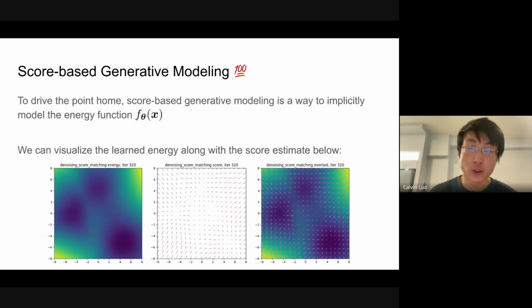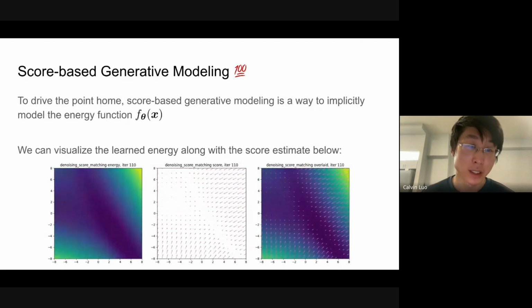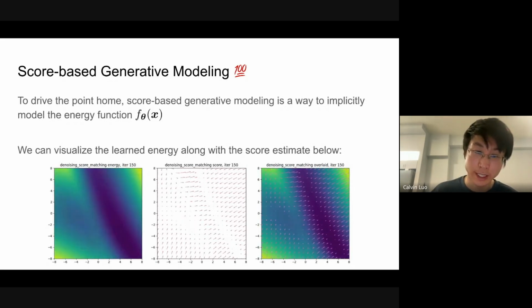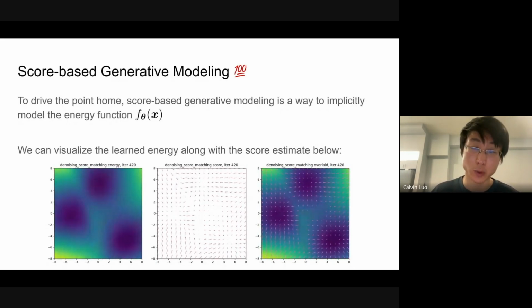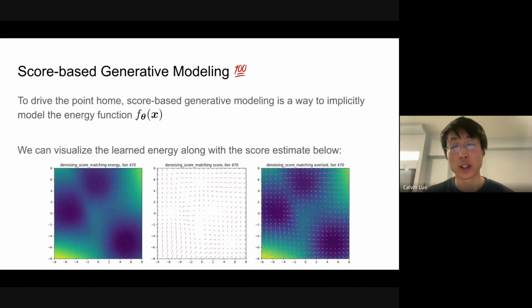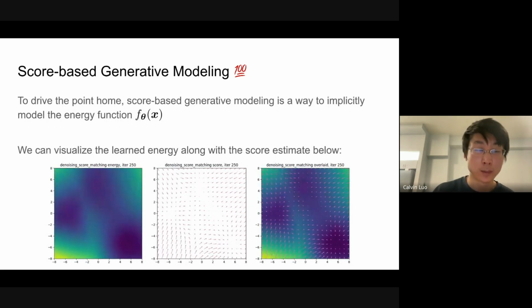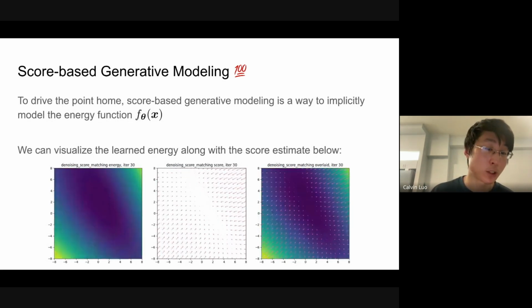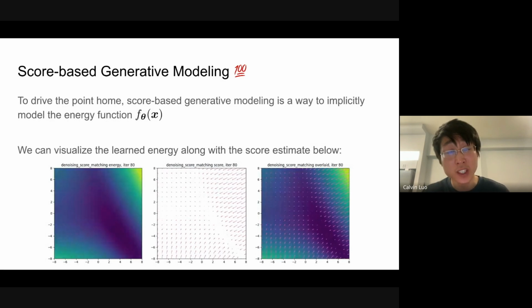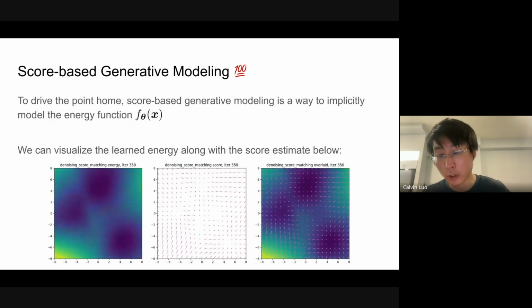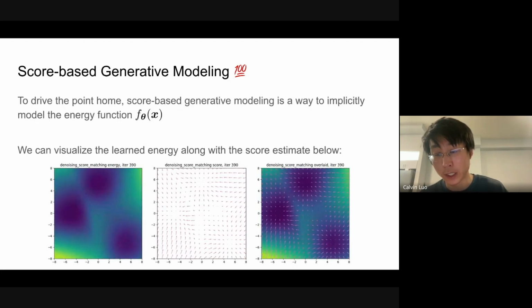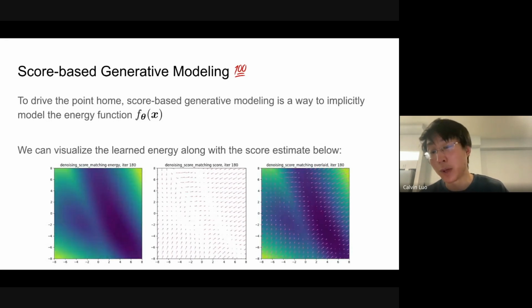And to drive the point home that score-based generative modeling is a way to implicitly model the energy function s of theta of x, recall that the score is equal to the negative input gradient of s of theta of x. So when we're learning the score, we're learning an implicit energy model. We can visualize the learned energy along with the score estimate below. On the left, areas of low energy, which correspond to high probability, are denoted in dark shades of blue. In the middle, we're showcasing the score field that points towards the modes. And when we overlay them, we can indeed show that the arrows we learn in the score prediction are pointing towards deep pockets of blue.